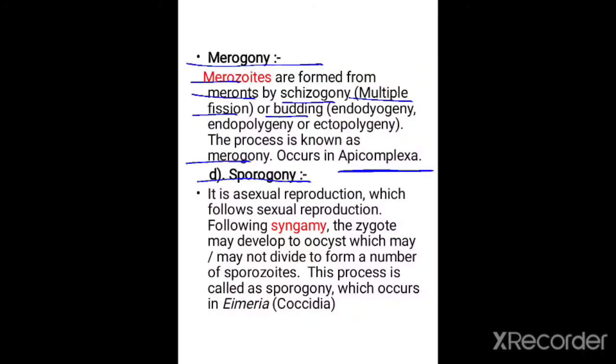And now comes sporogony. It is the process of formation of sporozoites from the oocyst. It is the asexual reproduction which follows the sexual reproduction following syngamy. Syngamy is the type of sexual reproduction. By fusion of gametes, there is the formation of the zygote, and this is called syngamy. Following the syngamy, after formation of the zygote, it may develop into an oocyst. And the oocyst may divide to form a number of sporozoites. The process of formation of sporozoites from the oocyst is known as sporogony, which occurs in Eimeria, that is in coccidia.